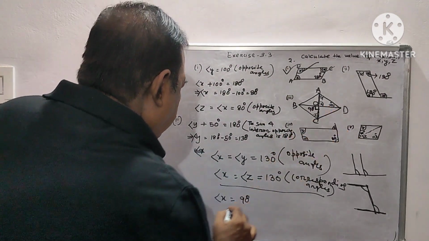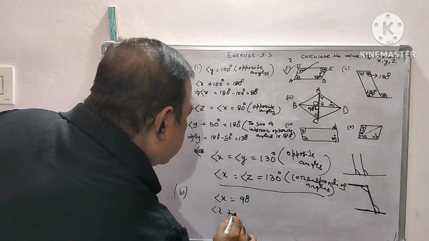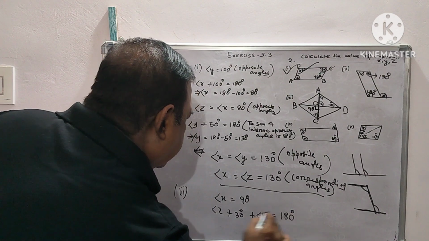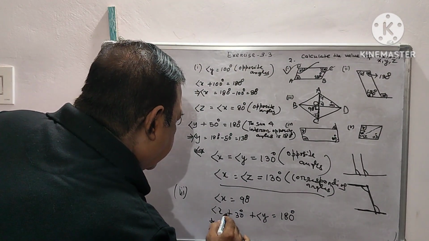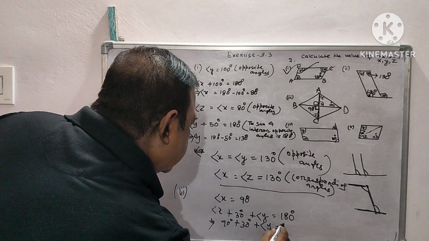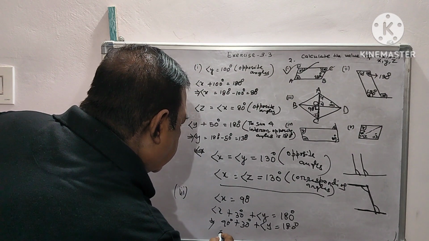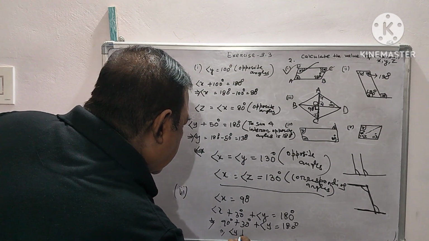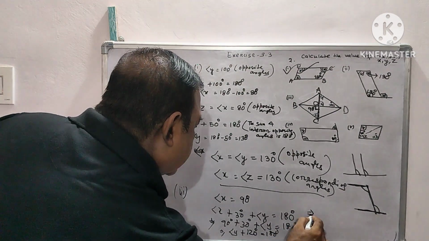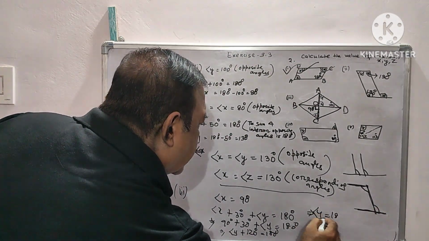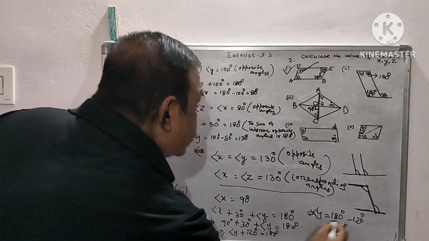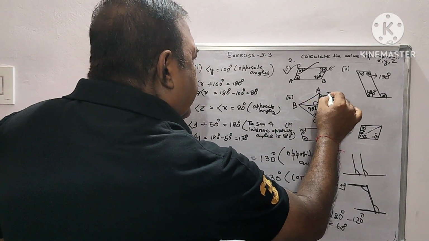So angle x plus 30 degree plus angle y will be 180 degree. That implies 90 degree plus 30 degree plus angle y is equal to 180 degree. That implies angle y plus 120 degree is equal to 180 degree. That implies angle y is equal to 180 degree minus 120 degree, that is equal to 60 degree. So this angle y is 60 degree.